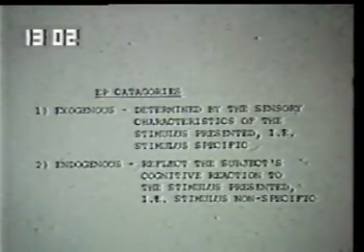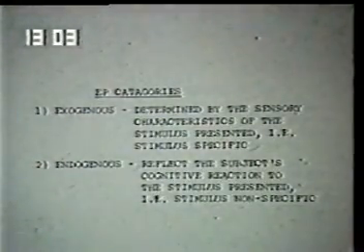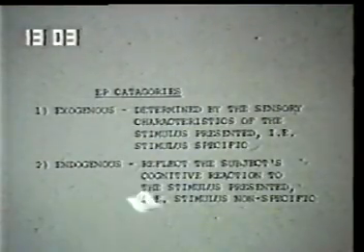All right, so they are exogenous because they come from the periphery and basically are brought in, received by specific receptors, and then go to a specific part of the brain. Endogenous potentials, on the other hand, reflect the subject's cognitive reaction to the stimulus presented. In this case, the subjects are instructed, and depending on what the instructions are, how they react to the stimulus is the next stage.